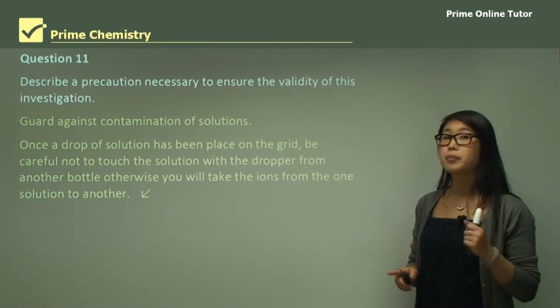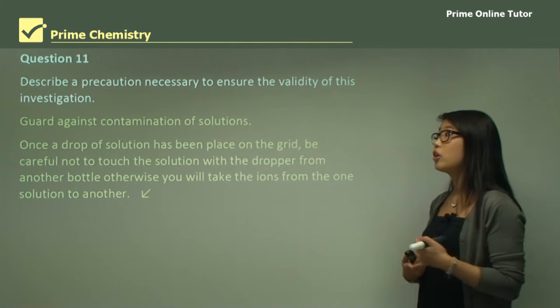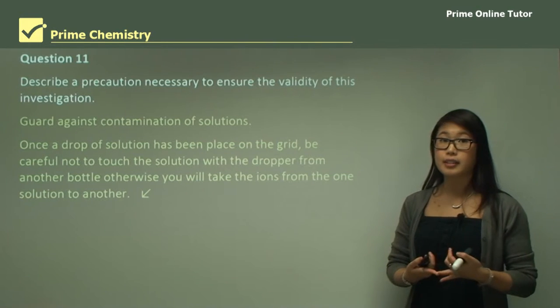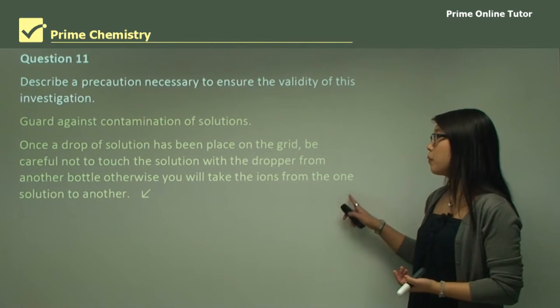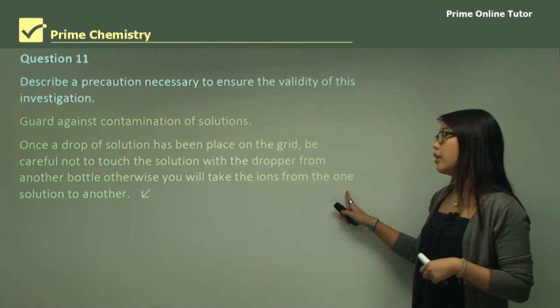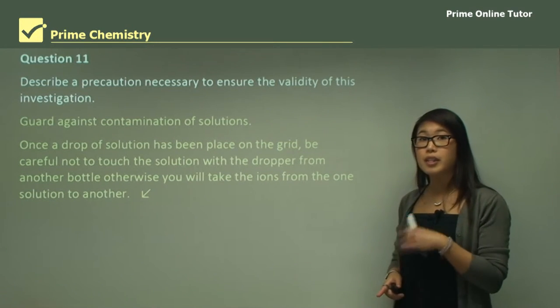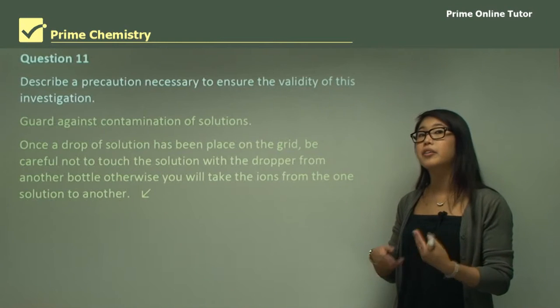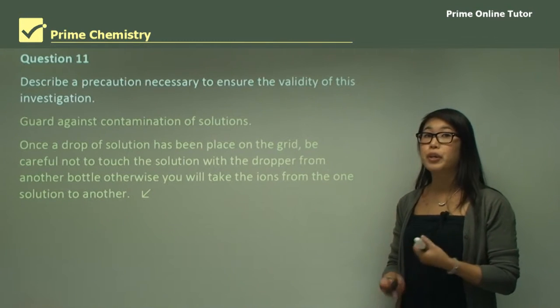So 1 drop of solution has been placed on the grid. You have to make sure the grid is, first of all, clean, and the dropper hasn't touched anything. When you take the dropper out and put a drop of the solution on there, make sure that when you put it back in, you haven't touched anything, like another grid, or put it in the wrong bottle or something like that.